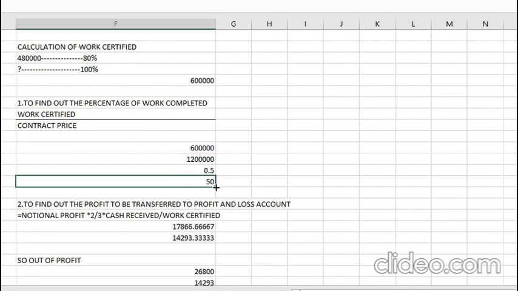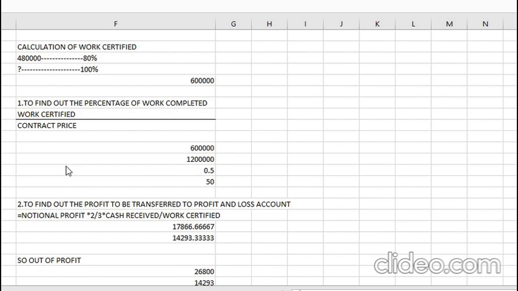If 50% of the work is completed, the second step is to find out the profit to be transferred to the profit and loss account. From your first step, you have found out that 50% of the work is completed. After that, your second step will be to find out the profit to be transferred to your profit and loss account. Based on the percentage of work completed, your formula keeps changing. As per your percentage, it is 50%.